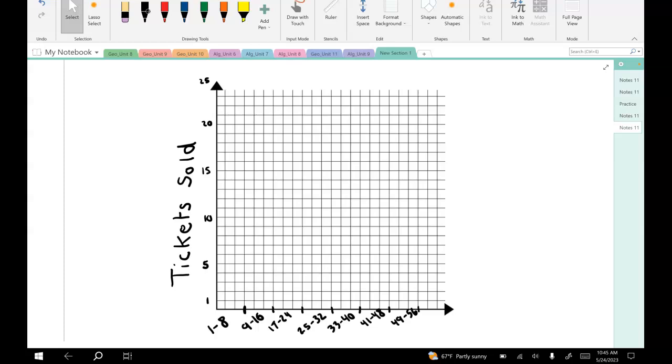So in 1 through 8, the number of tickets sold, that happened 5 times. So we draw a bar in this 1 through 8 box up to 5. And then if you want to do a little light shading, especially if you're writing in black, that sometimes helps a little bit.